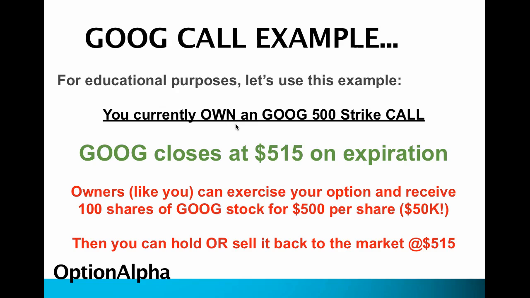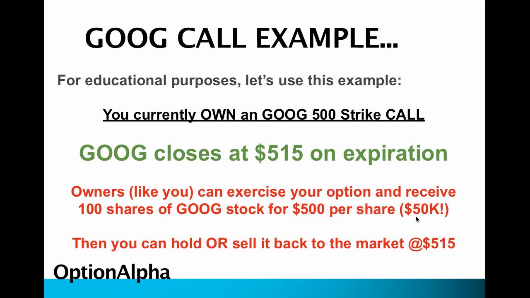Now, let's look at another Google call example, just for educational purposes. Let's say that you actually own right now a Google 500 strike call, meaning you can buy Google stock at $500 a share. If Google closes at 515, which is above your strike price, you can choose to exercise your call option. Owners like you can exercise your option and receive 100 shares of Google stock for $500 per share. So you're going to need about $50,000 in your account to actually buy those shares, which is in and of itself a big feat.